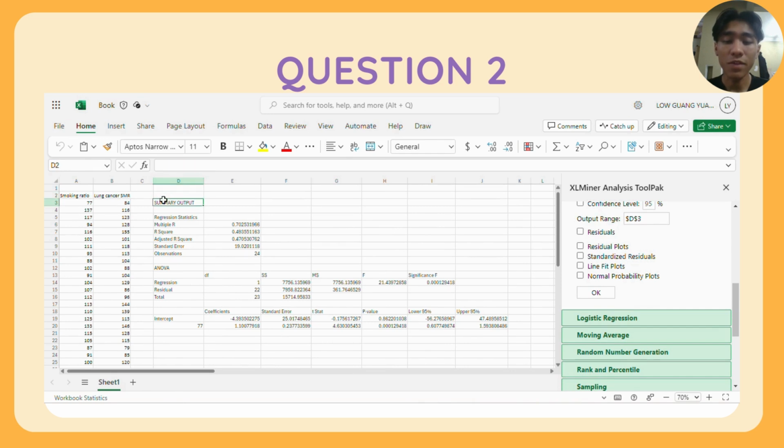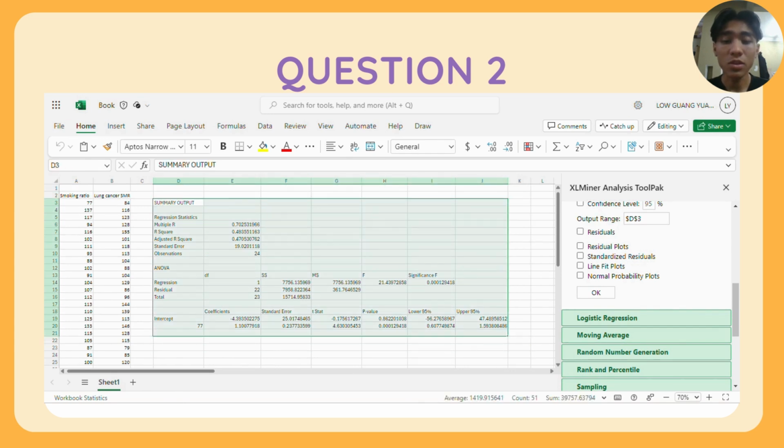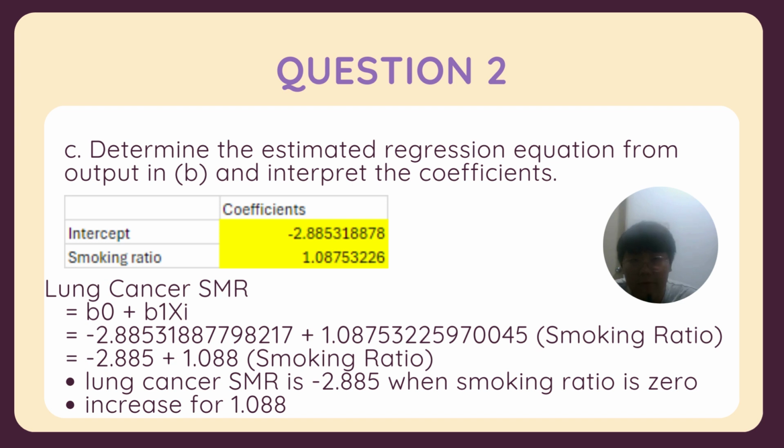Question C, determine the estimated regression equation for the output in question B and interpret the coefficients.